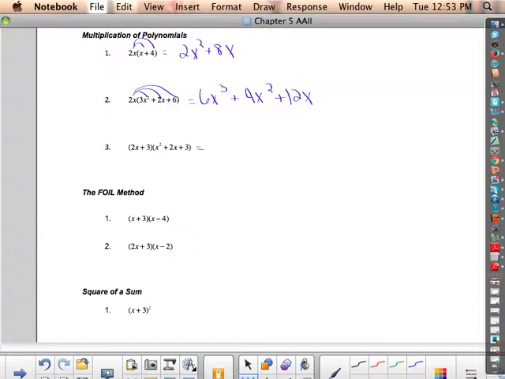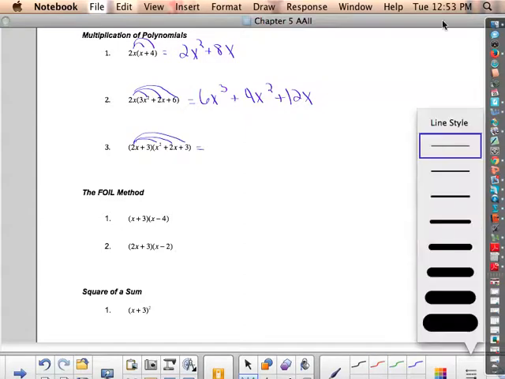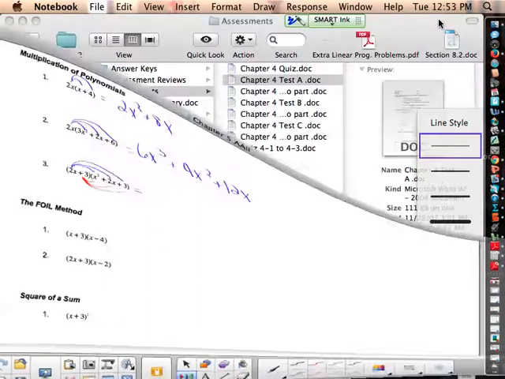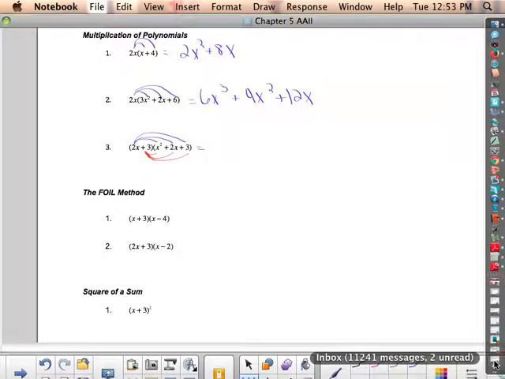Now I'm going to take a binomial times a trinomial. So I'm going to take the first term times each of the terms in the trinomial. And then I'm going to take the second term and multiply each term in that trinomial. And then I'll combine like terms. So I get 2x times x squared is going to give me 2x to the third. 2x times 2x is going to give me 4x squared. 2x times 3 gives me 6x.